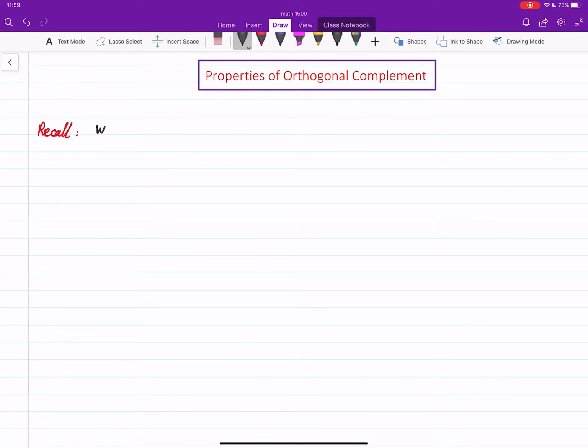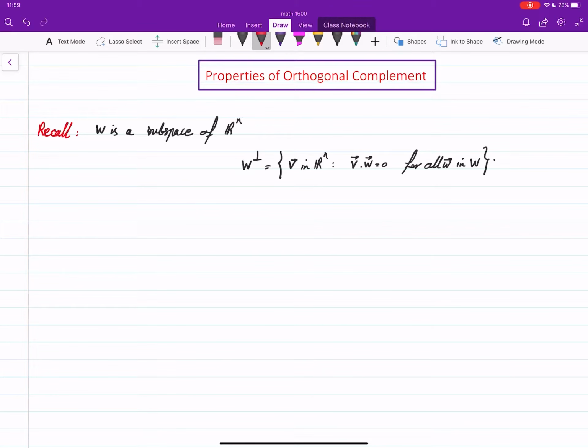So we are assuming that W is a subspace of Rn, then we define W perp, or orthogonal complement of W, to be all vectors v in Rn such that v dot w is equal to 0 for all vectors w in the subspace W. And we know, the easy case first, that the zero vector is in W perp.